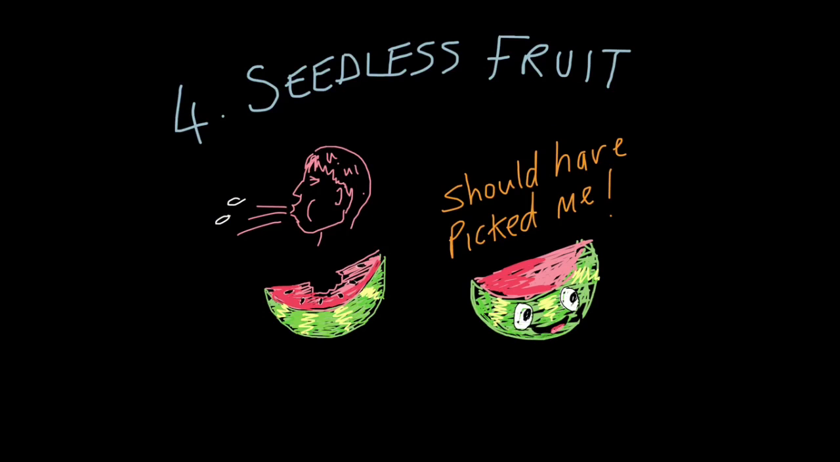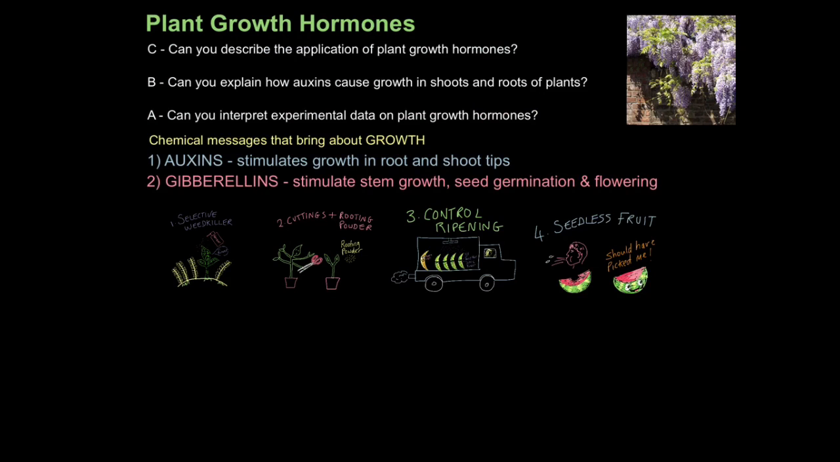You can also use plant growth hormones to produce seedless fruit. So think about this example of watermelon. Whenever you eat watermelon, you have to spend half your time spitting out seeds, but if you could apply hormones, then you could produce a seedless watermelon. So that is how you can describe the various commercial applications of plant growth hormones. So there are just 4 to remember there.